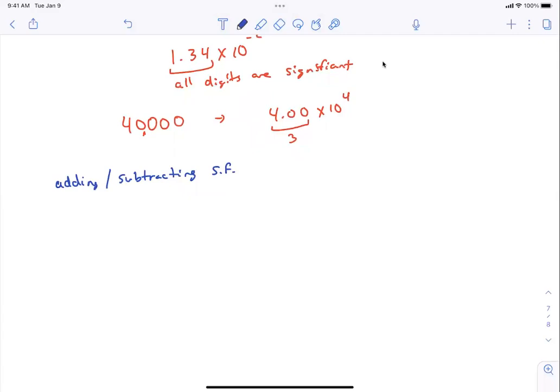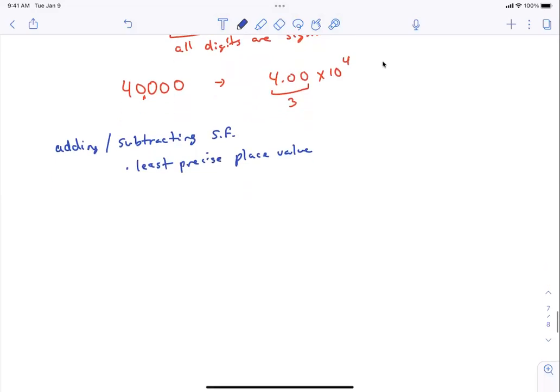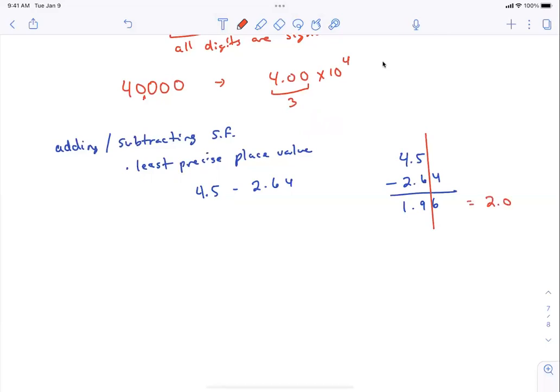So, adding and subtracting using significant figures, you go by the least precise place value. So the least number of decimal places in one way. I like to write it vertically to minimize my mistakes. So if I have 4.5 minus 2.64, I think it's harder to see it this way, but if I write it this way and line up everything, I type this in the calculator, I get 1.96, but I have to stop at the tenths because my first measurement is limited to the tenths. So my answer ends up being 2.0.